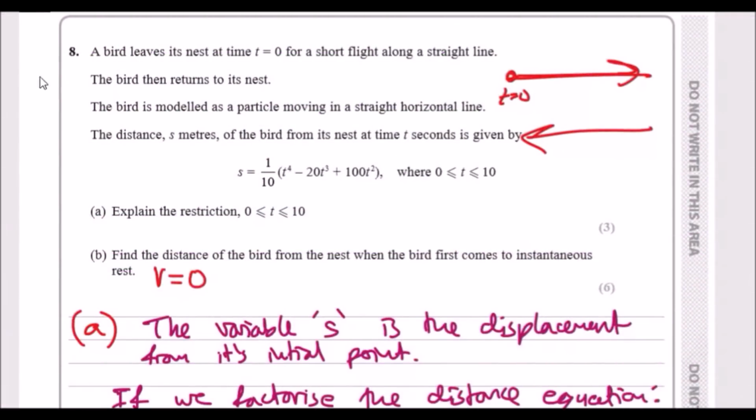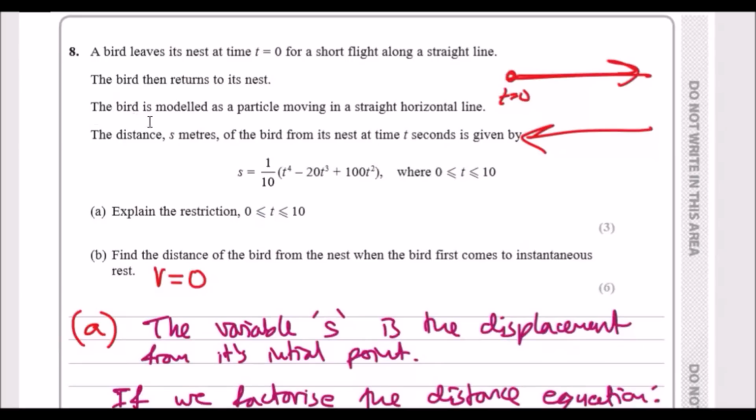Alright, let's go. So a bird leaves its nest at time t equals 0 for a short flight along a straight line. Now the bird then returns to its nest. So definitely pay attention to what's happening. It's a straight line. Bird goes from here, so at time 0, goes somewhere here, and eventually it comes back to its nest. So this is a straight line, something easy, yeah?